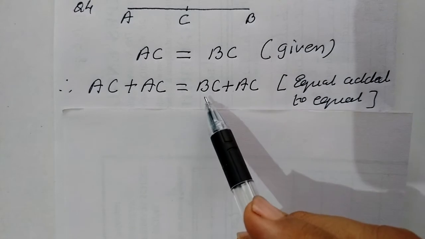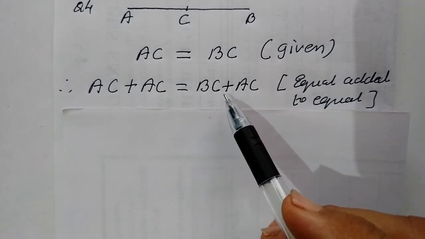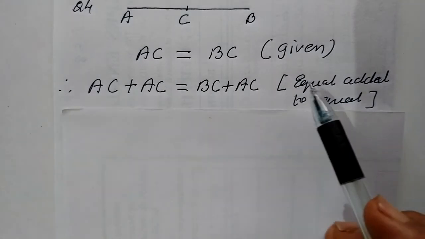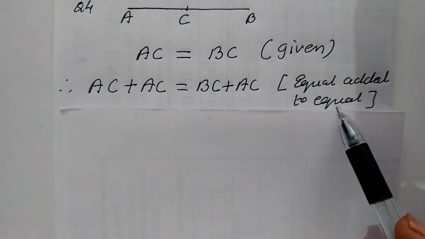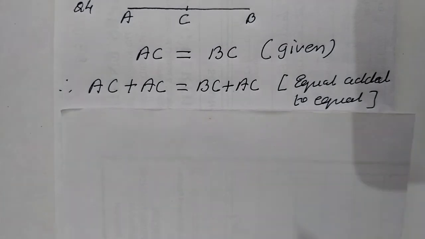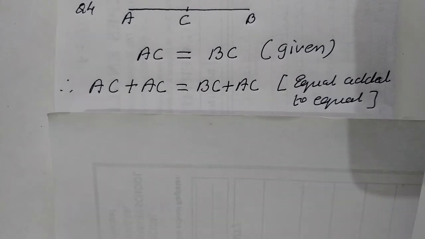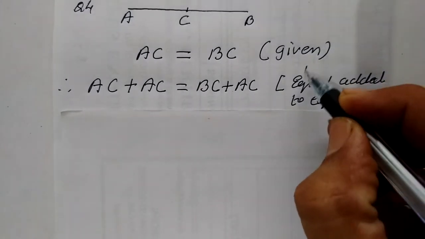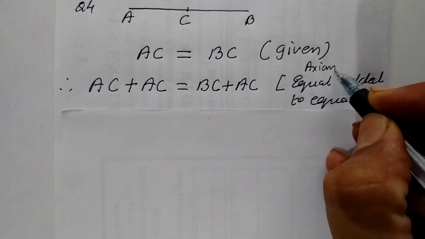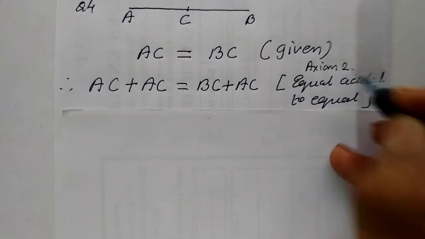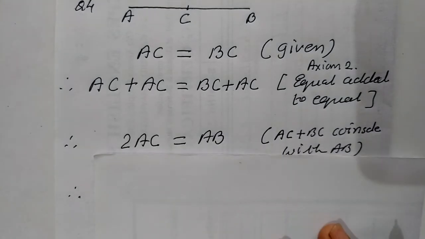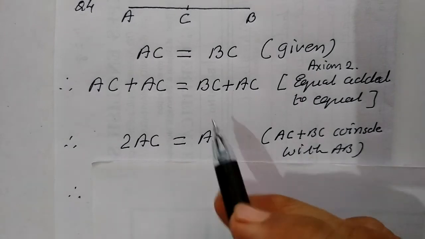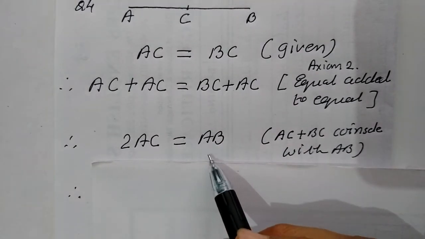We are making some change, so we have to follow some rules and regulations, and that is equal added to equal. This is our rule. So that we have done here, children. This is axiom number 2. Now children, AC plus AC means what? It is twice AC. Is equal to BC plus AC equal to AB we have written.